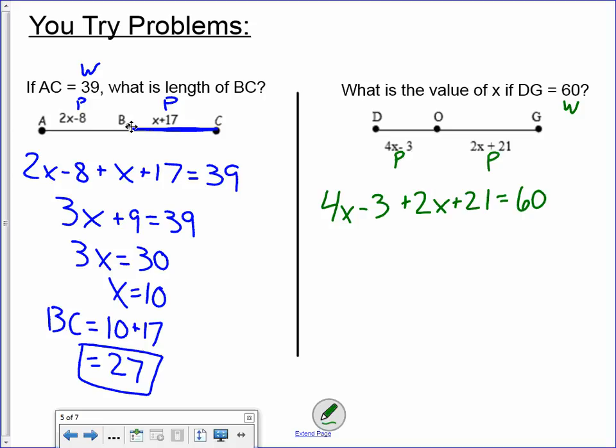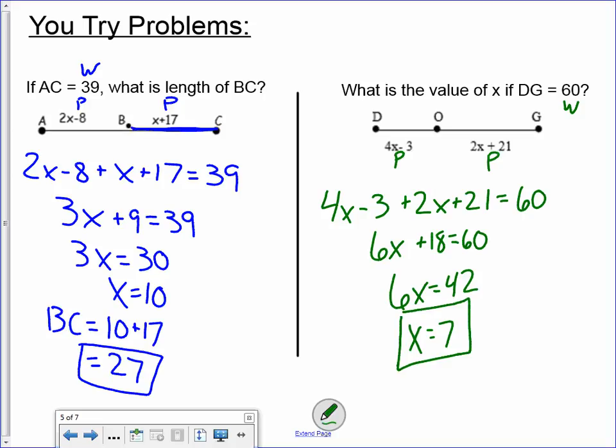Combine like terms, 4x plus 2x is 6x. Negative 3 plus 21 is plus 18 equals 60. Subtract 18 from both sides, you get 6x equals 42, and divide both sides by 6, x is equal to 7. Since the question is asking what is the value of x, 7 should have been your final answer.